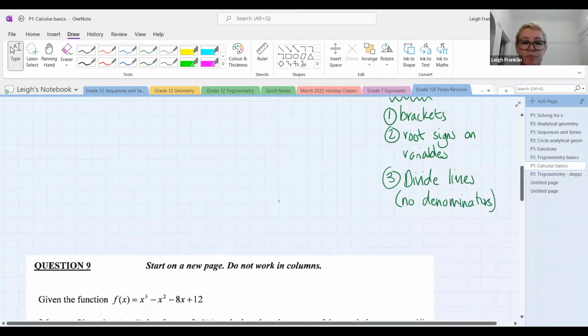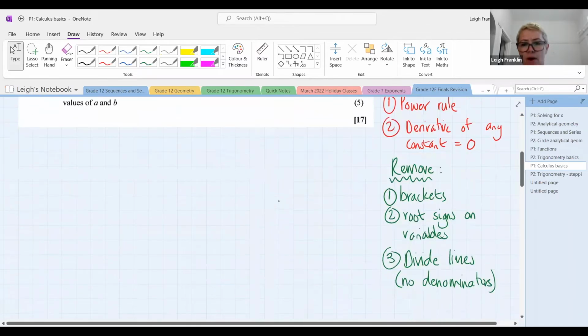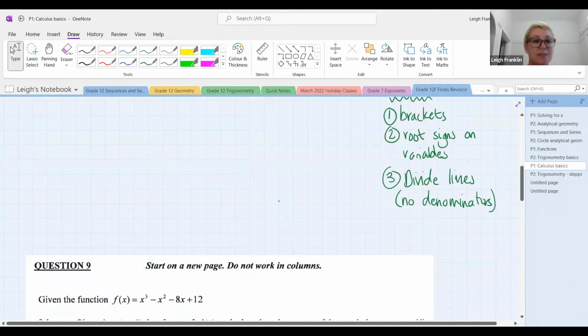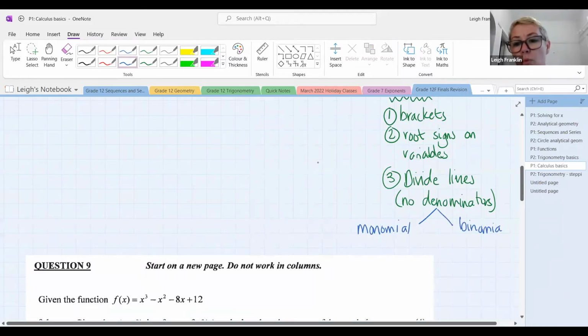Let's talk a little bit more about denominators before we carry on. There are 2 kinds of denominators that they can give you. Either they can give you a monomial, or they could give you a binomial. We have to work with these differently. What do we do?